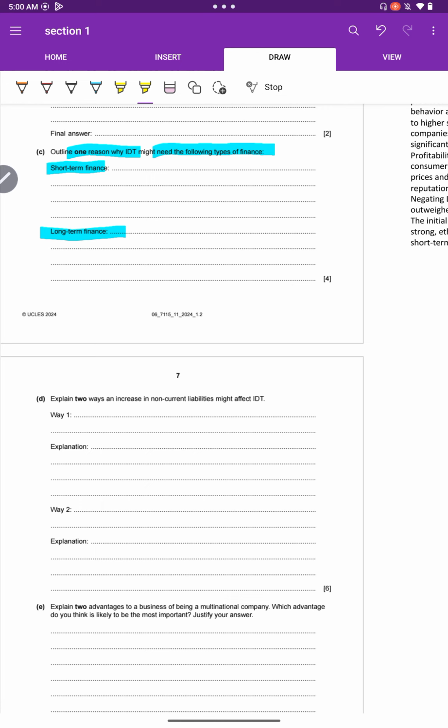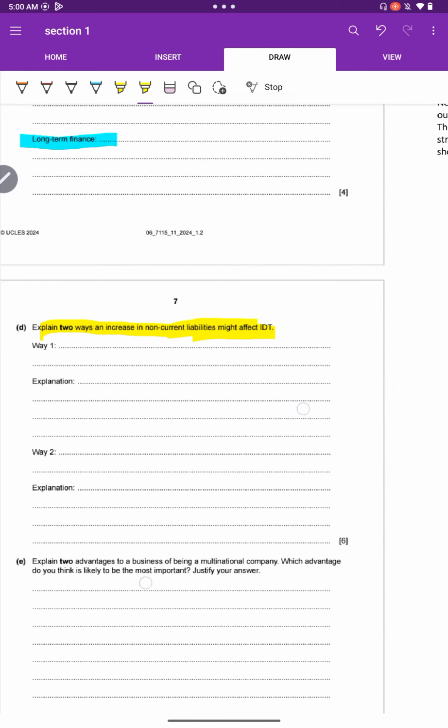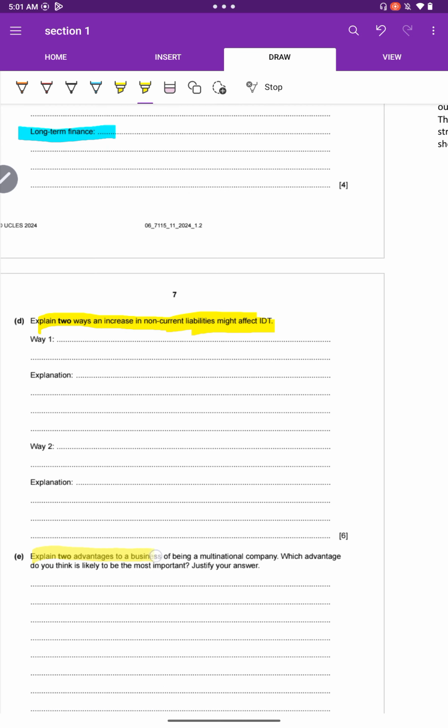D part is: explain two ways an increase in non-current liabilities might affect IDT, and explain two advantages to a business of being a multinational company. Which advantage do you think is likely to be the most important? Justify your answer.